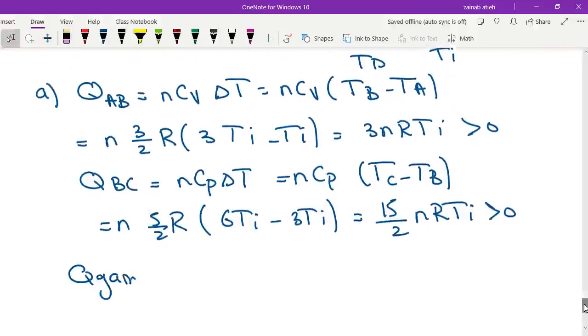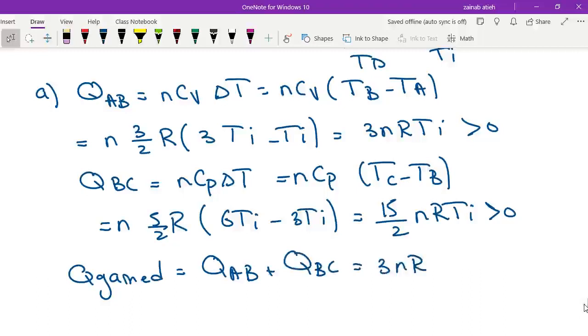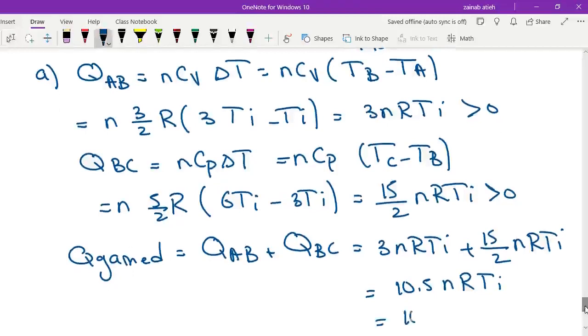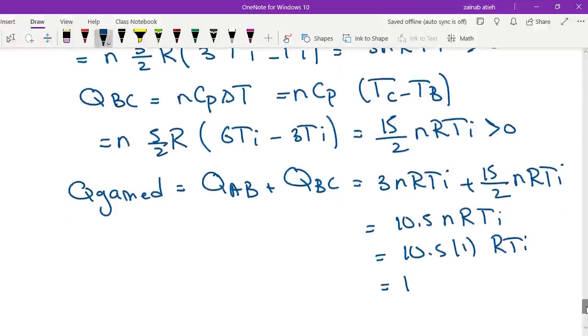So Q gained is equal to QAB plus QBC, which is equal to 3NRTI plus 15 over 2 NRTI. 3 plus 15 over 2 will give me 10.5 NRTI. Okay, he asked me to find the answers in terms of R and TI, and he said that N is equal to 1, so I'm going to substitute N equals 1 to get only my answers in terms of R and TI. So it will be 10.5 RTI, and this is Q gained.